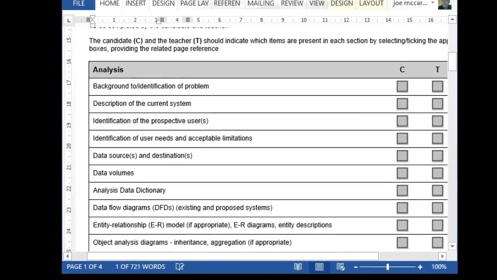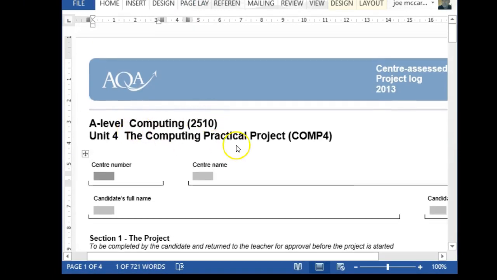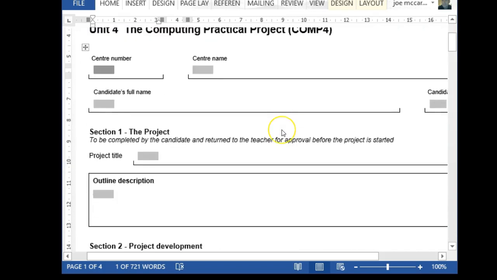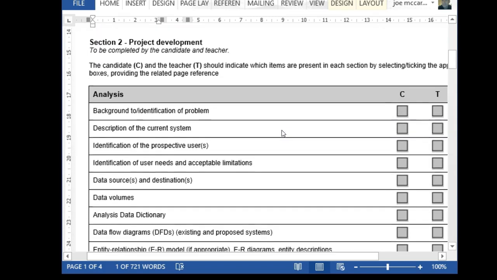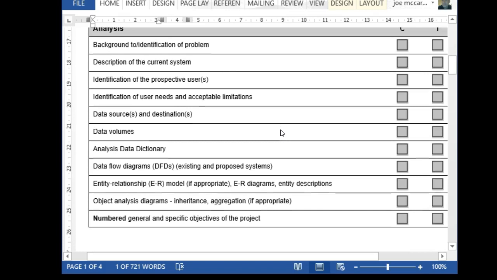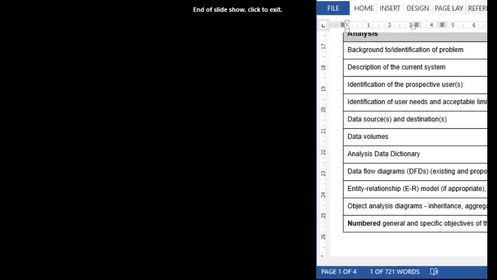AQA used to produce a checklist. This is for the old Comp 4, a previous spec. It's not as relevant now, but I think it's quite a nice little aide-memoire for you to have a look at. Quite a lot of these things we're going to look at in the formal techniques, but as you can see, in the old system you used to be asked to identify background, make sure you had a description, and make sure you identified users. You should still be able to get hold of that from somewhere.